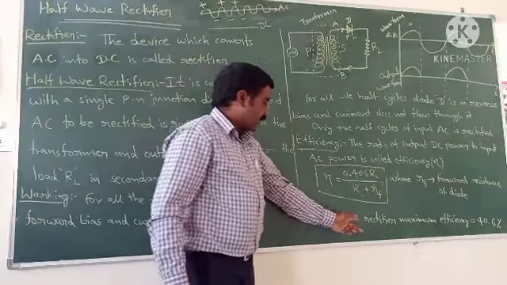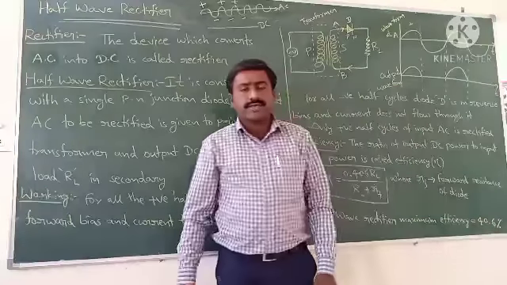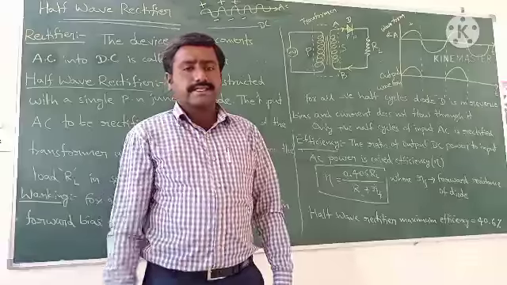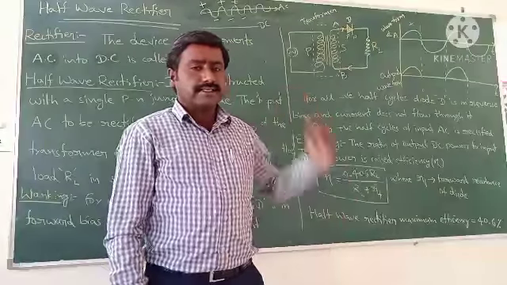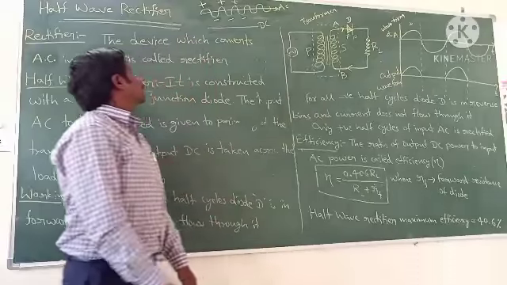So in a half wave rectifier, the maximum efficiency is 40.6%. That means only 40.6% of the input AC is converted into DC in case of a half wave rectifier. So this is our today's topic.